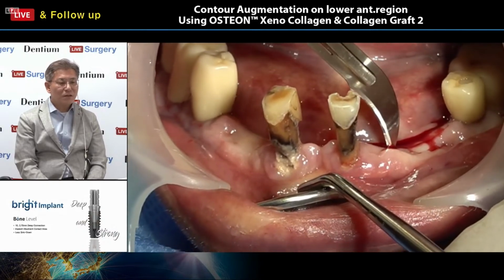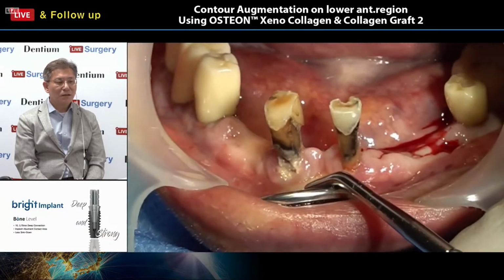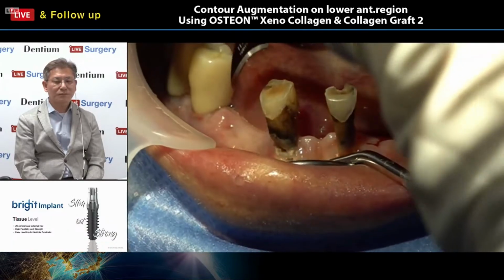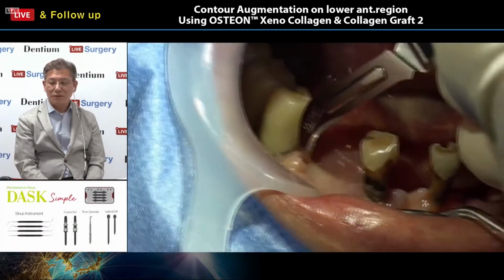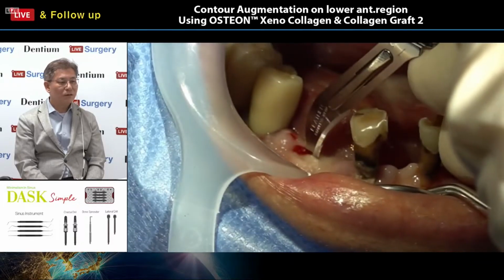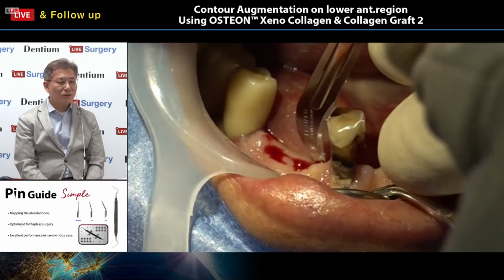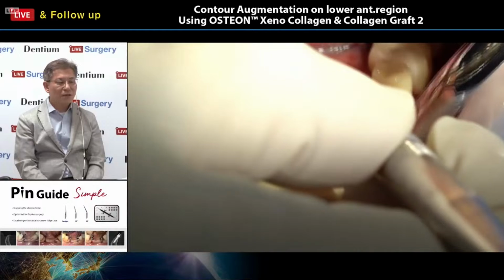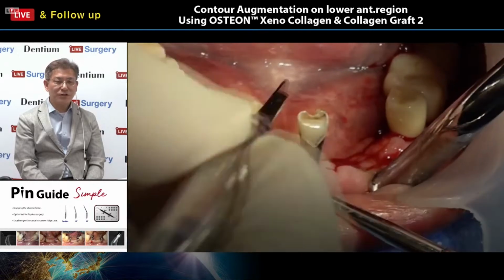So Dr. Chung makes a crestal incision using a number 12 blade. Normally, as you know, this crestal incision and the sulcular incision are an essential part of the flap reflection.